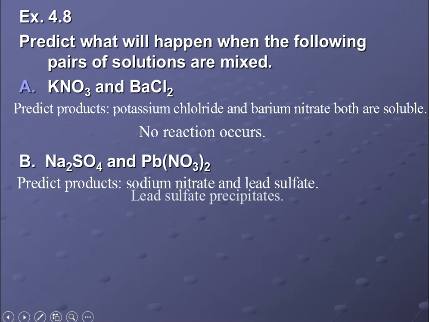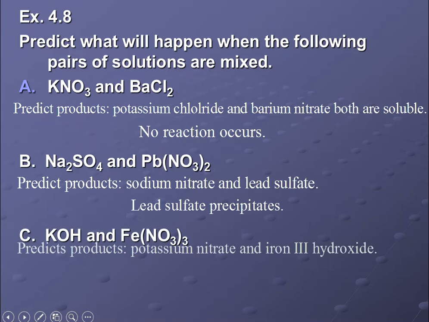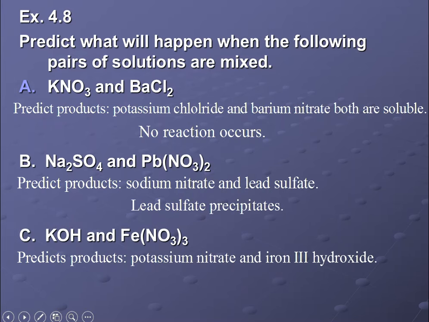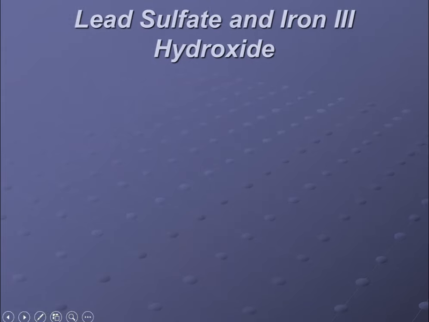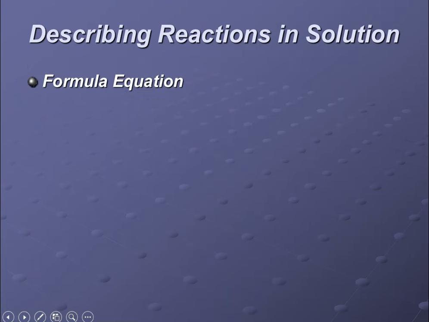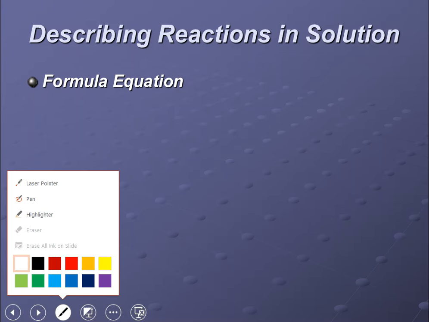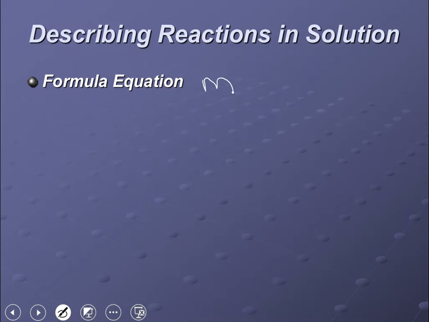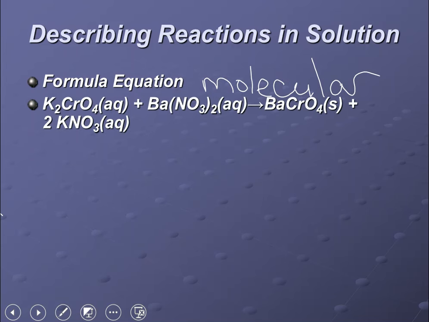This is continuing with some examples of predicting precipitates from solutions, so you can go ahead and read through those. All right, there's another couple of precipitates, and then this is talking about the different equations that we can use to represent the reactions. So the first one is the formula equation. If you remember, I mentioned that those are also called molecular equations, and that's what I'll be using when I refer to those, okay?